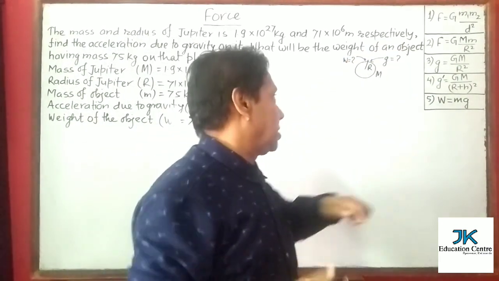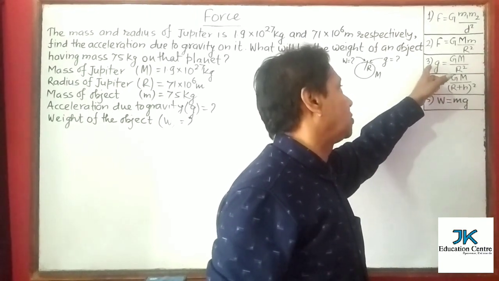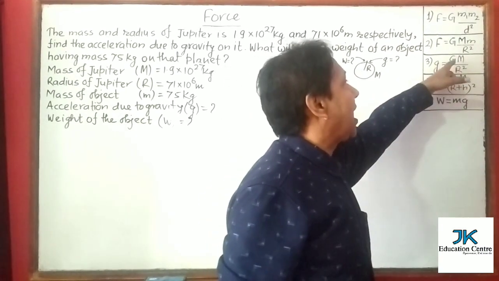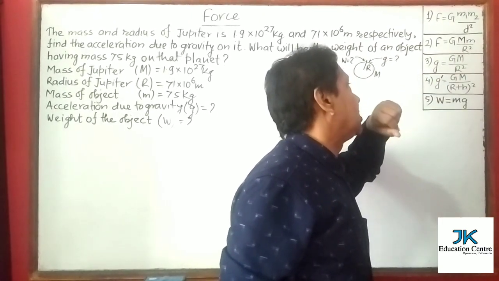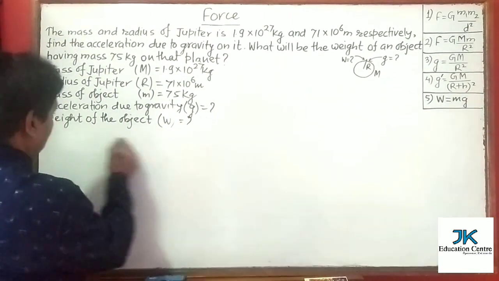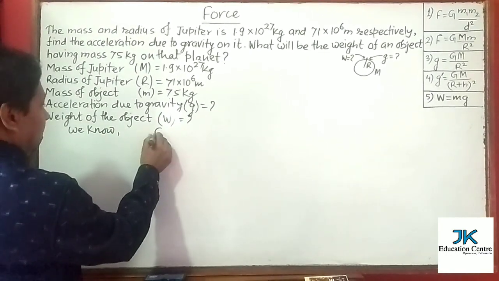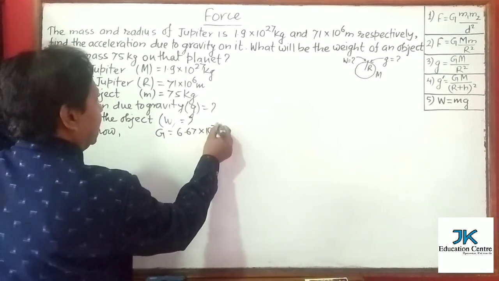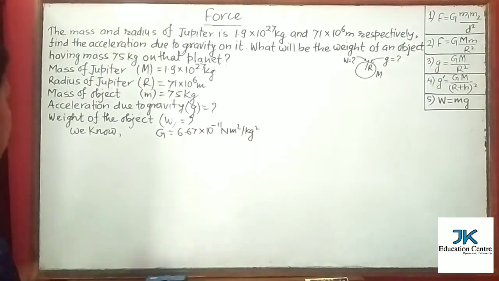Now among these equations we are using the third one. Why? Because we are going to find out small g, and it is in the third one. g equal to capital G capital M by R square. We have been given this capital M, R is also given, this capital G is missing. If it is not given in a numerical problem, we can write it ourselves. Here we can write, we know capital G is equal to 6.67 into 10 to the power minus 11 Newton meter square by kg square.